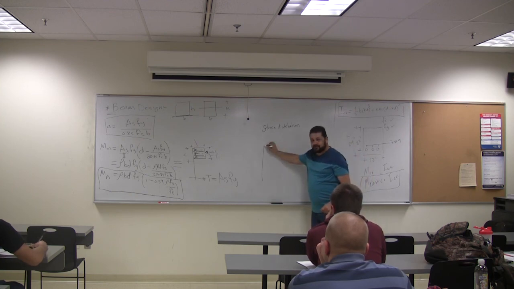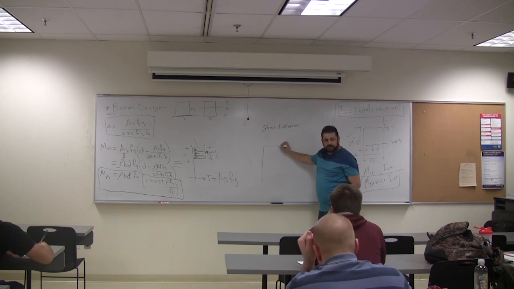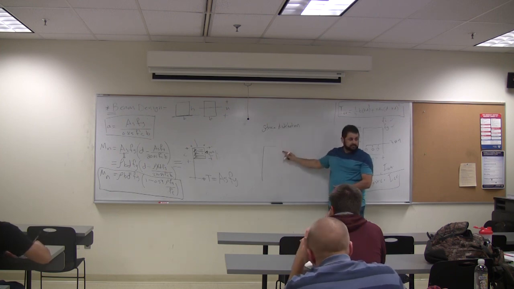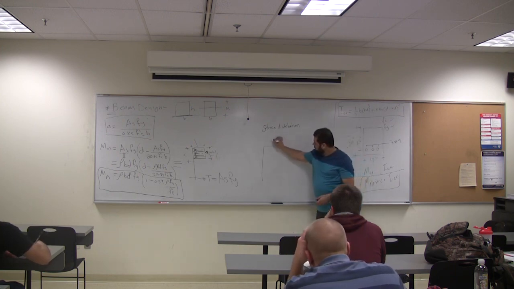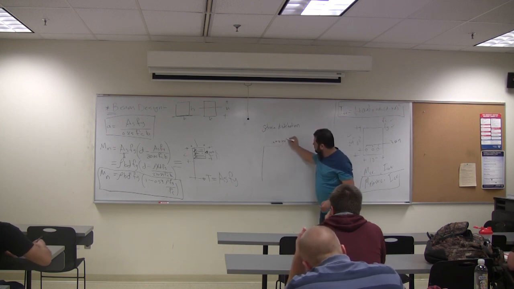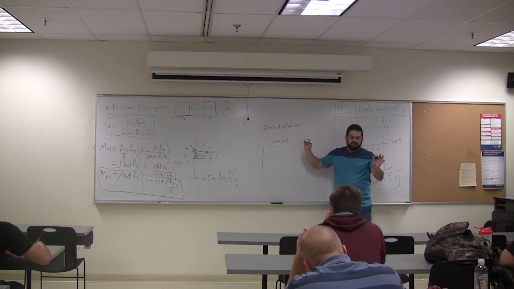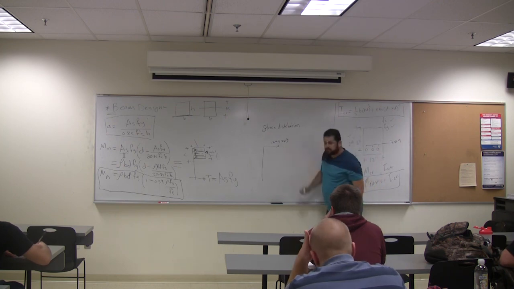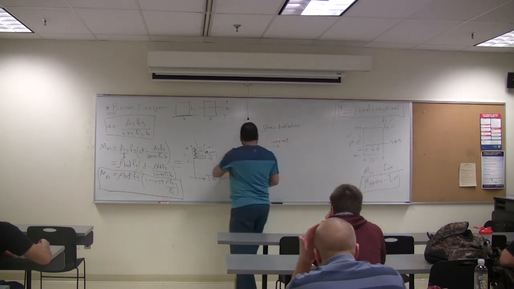Look how nice it is now. Linear at ultimate. What's this point here? That's the strain in the concrete. Epsilon C equals, you said, 0.003. Assumption. Fixed point. Right? Linear.